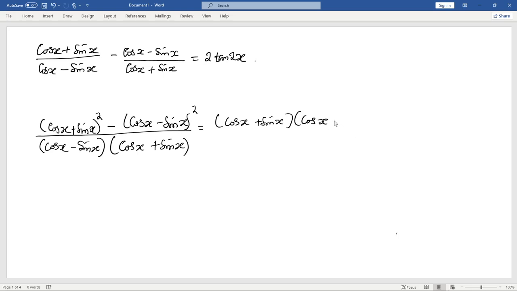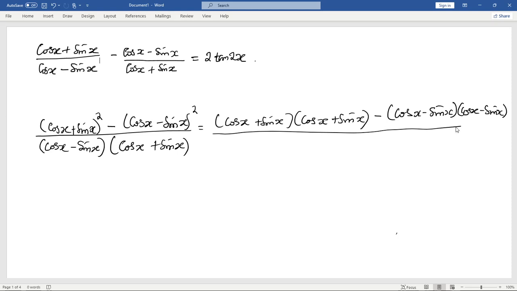So now, expanding the brackets, we simply have (cos x + sin x)(cos x + sin x) minus (cos x − sin x)(cos x − sin x). Then we divide everything by (cos x − sin x) and also (cos x + sin x) like this.